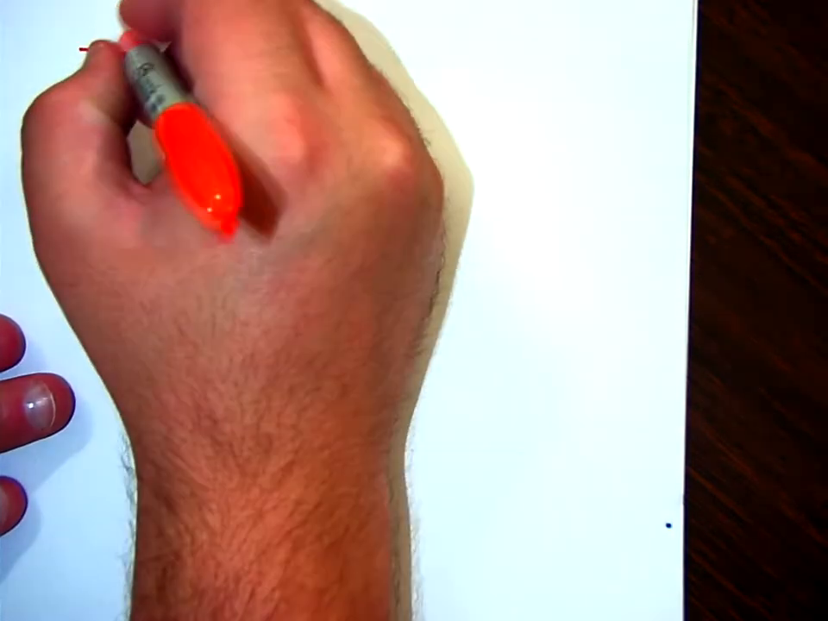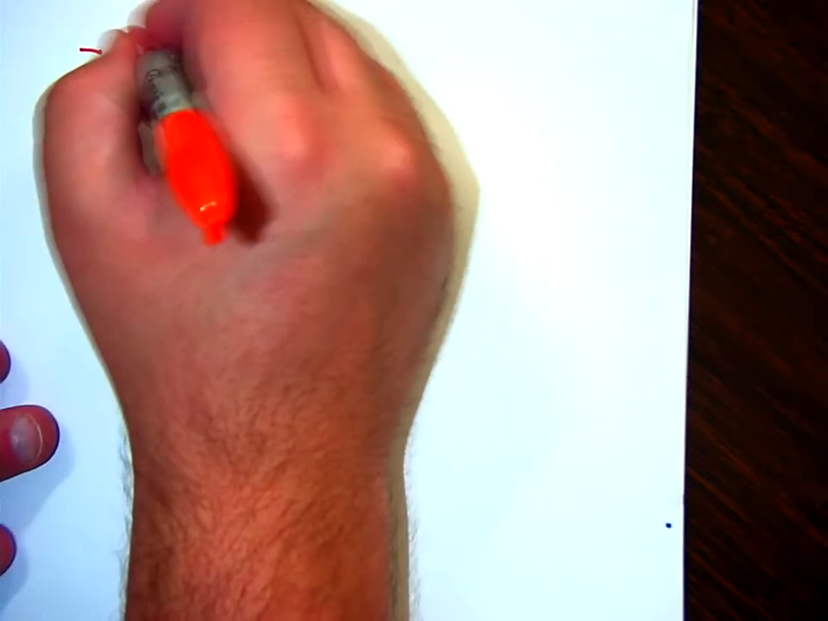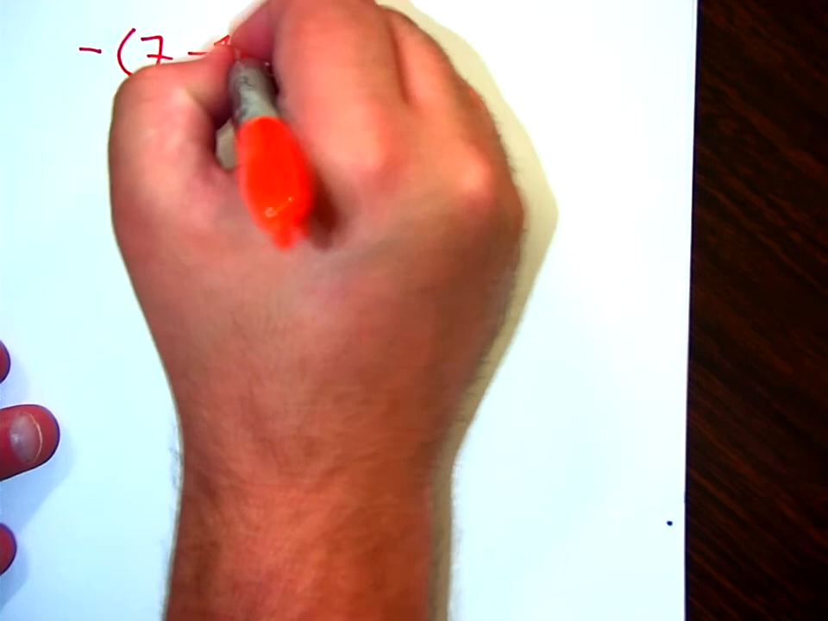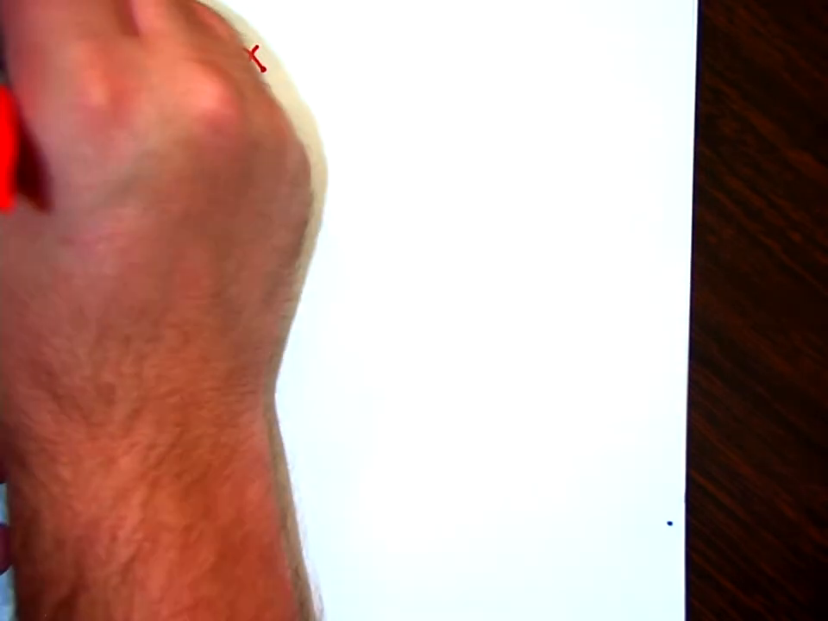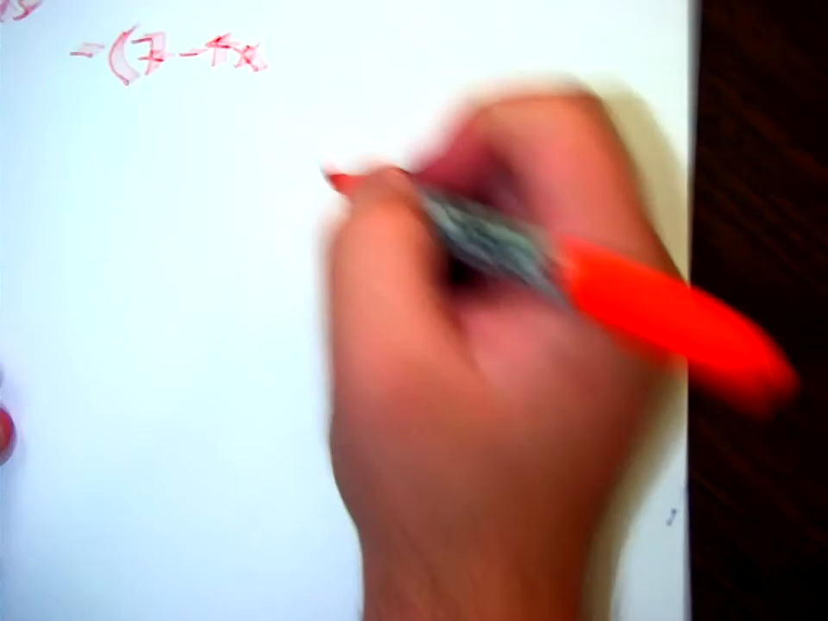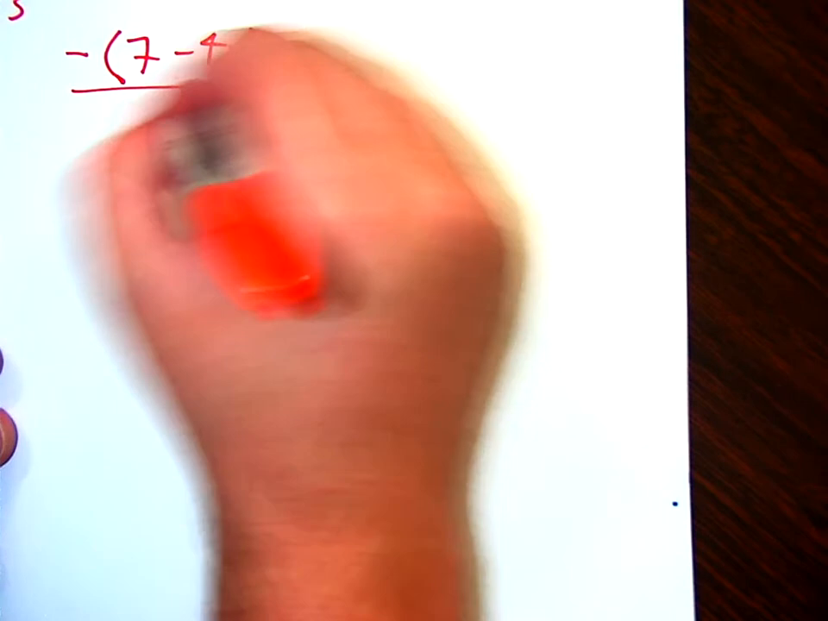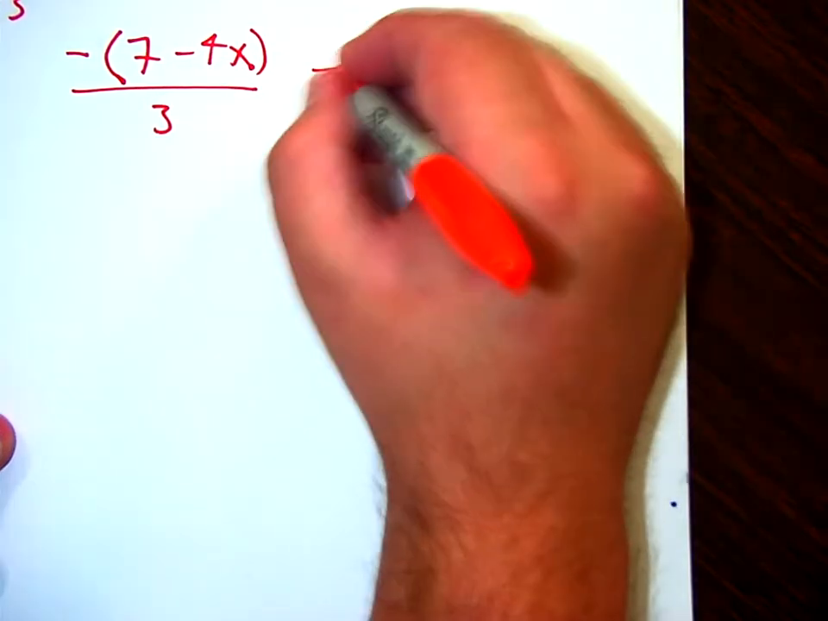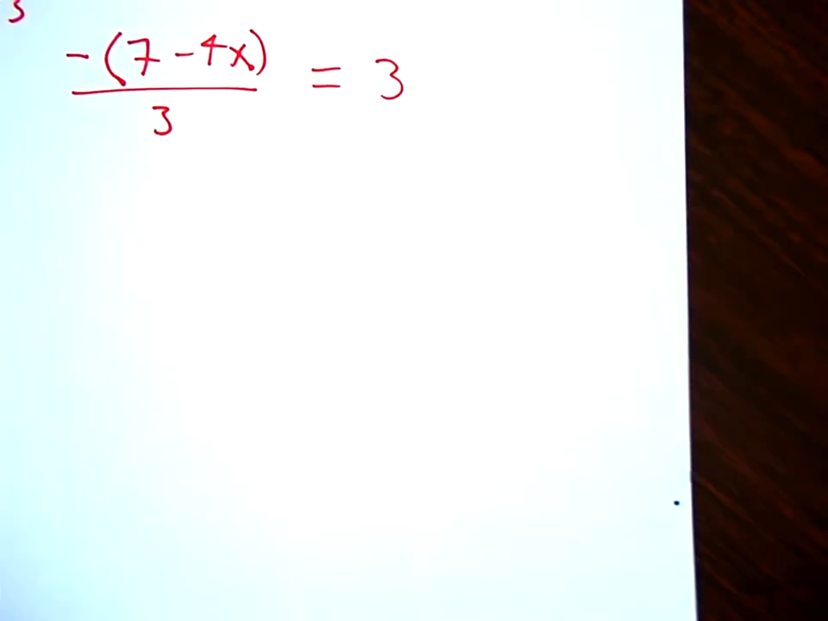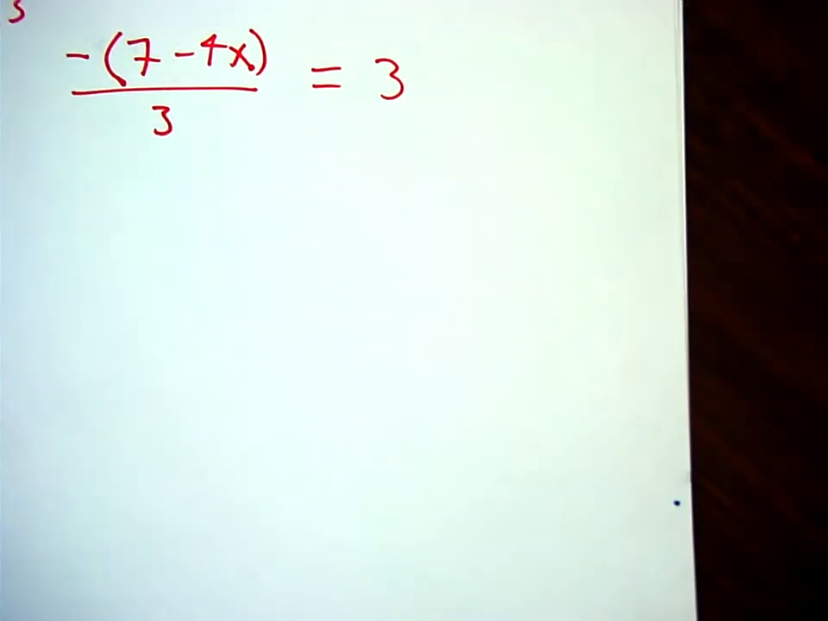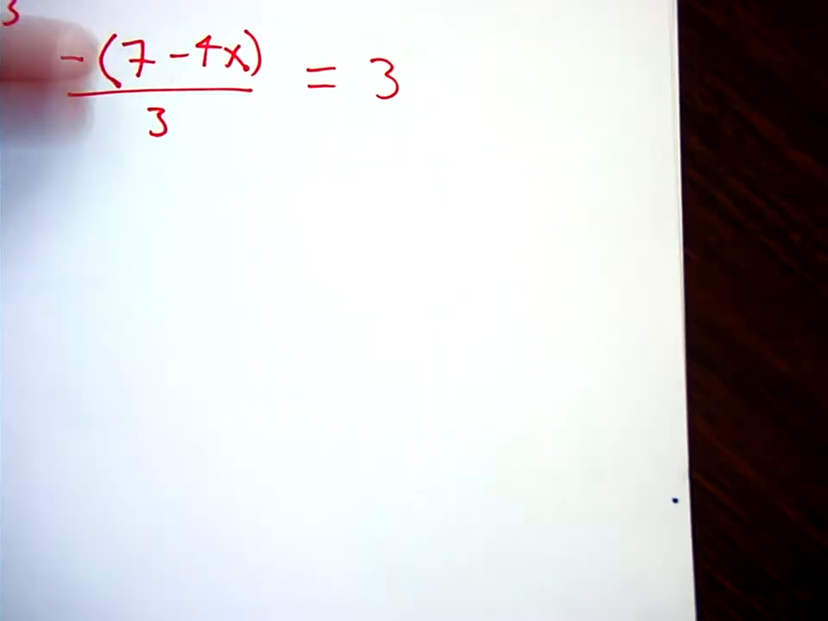Negative parentheses 7 minus 4x. This is example 3. Divided by 3 equals 3. Now this may look a little scary. Remember, it's just a fraction, okay? Just this thing divided by this thing. That's all that side is.